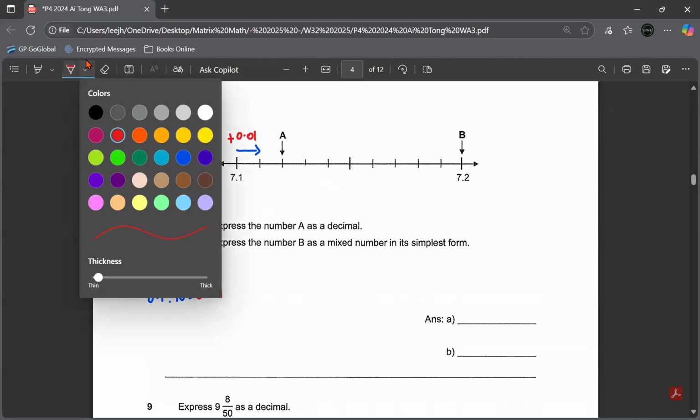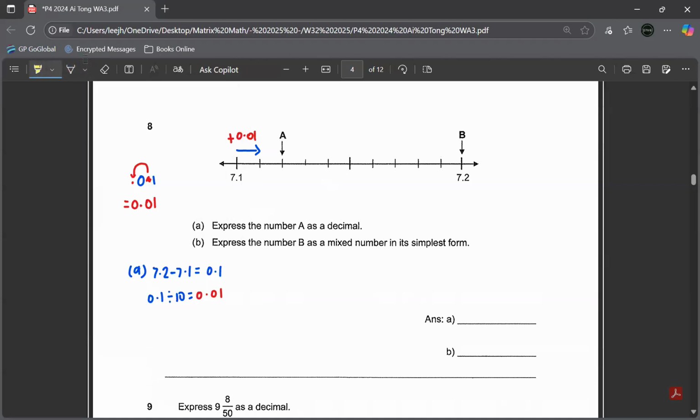Okay. So over here, we can see how many intervals we have up until A. It's one interval, two intervals. So I need to find the value of two groups of 0.01. So I take 0.01 times 2, 0.02. So this one I add. From 7.1, I'm going to add 0.02 to find the value of A. So it will be 7.12. This is your answer for A.